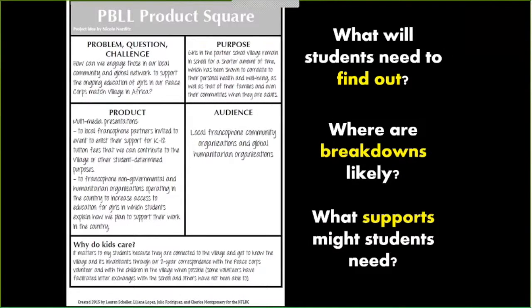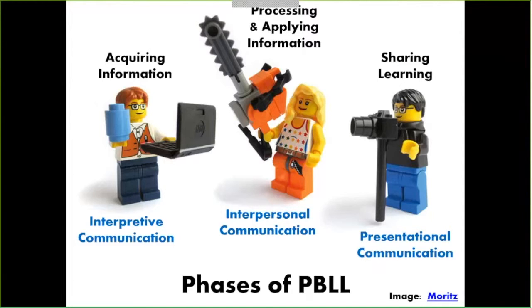So when we're looking at our project and trying to determine how do I scaffold this, we want to consider a couple of things. First of all, in order to accomplish the project, we need to think about what kinds of information do students need to find out? What kind of inquiry do they need to participate in? And then we're going to need to ask ourselves, as they are working through that inquiry, where are breakdowns likely to occur? And that's how we know where to put the support that we need.